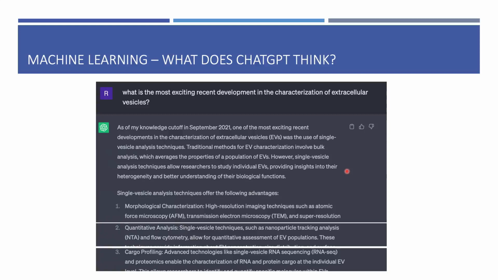I asked ChatGPT, what is the most exciting recent development in the characterization of extracellular vesicles? It did a pretty bad job. Morphological characterization, quantitative analysis, and cargo profiling, that's generally true. And I think we're way ahead of that if you want to be on the forefront. So if you don't want AI to come take your EV job, I think you can focus on the novel developments and you'll be just fine.